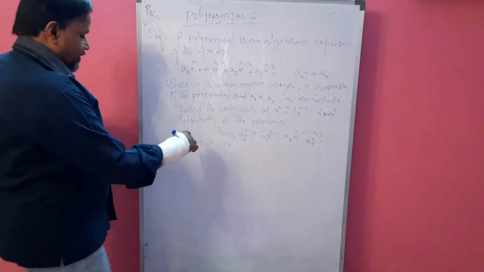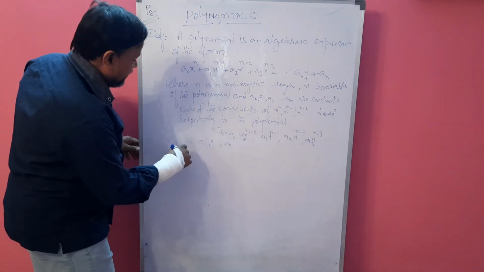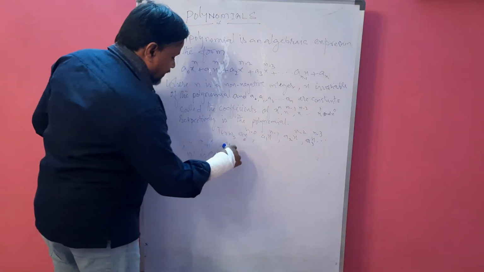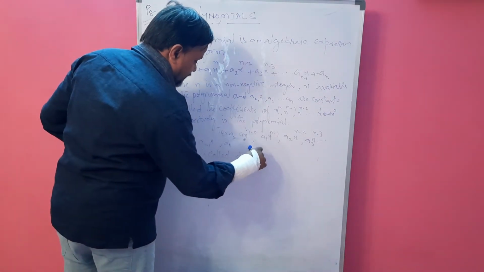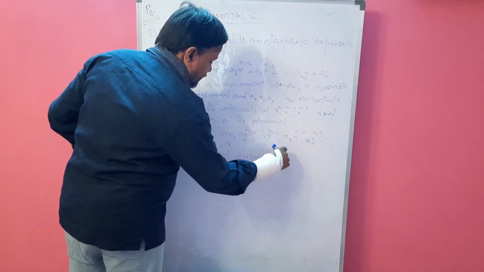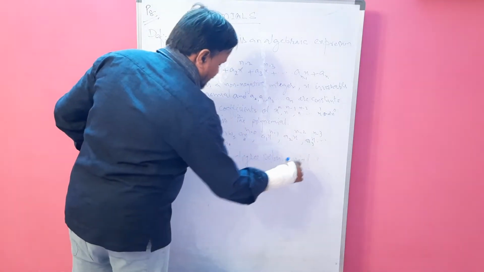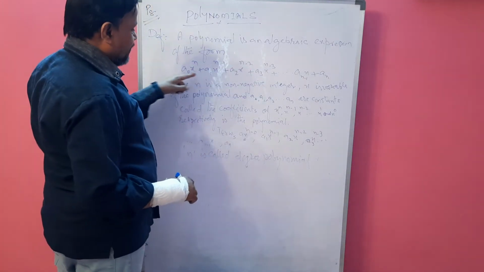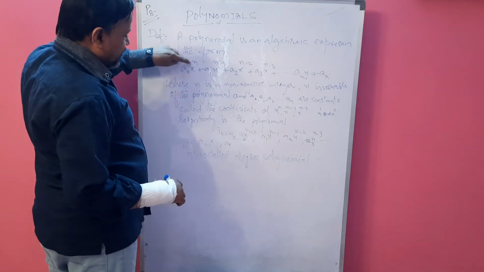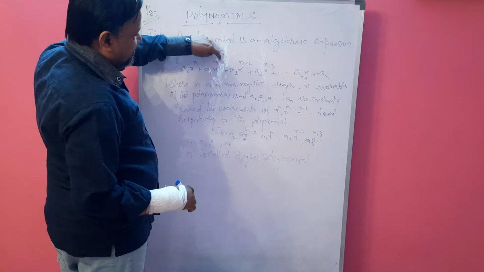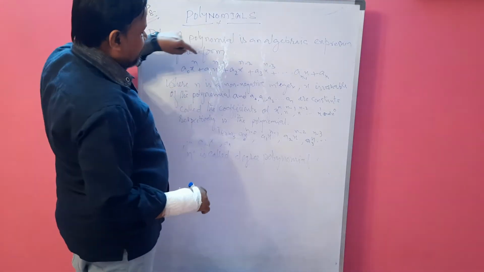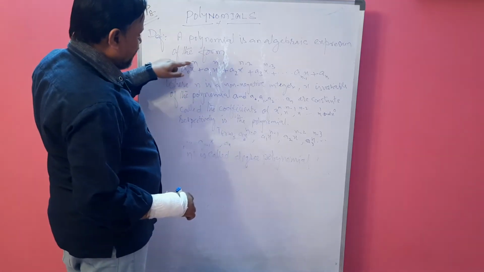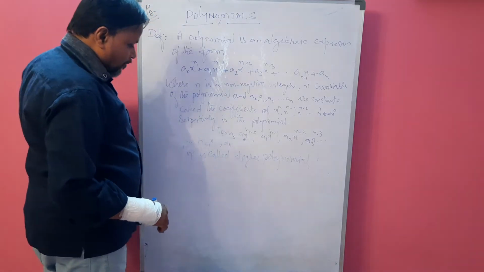Now n is called the degree of the polynomial. What is n? N is the highest power among all the terms of the polynomial. So this is the highest, then n minus 1 is one less than this, n minus 2 is two less, so like that the power decreases. The highest power term is there, so n is called the degree of the polynomial.